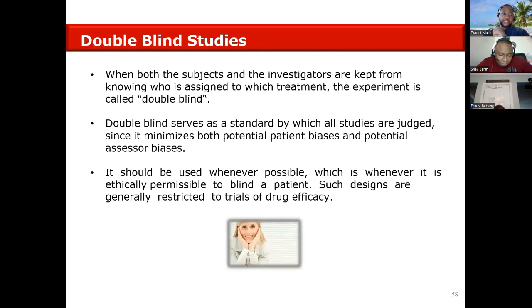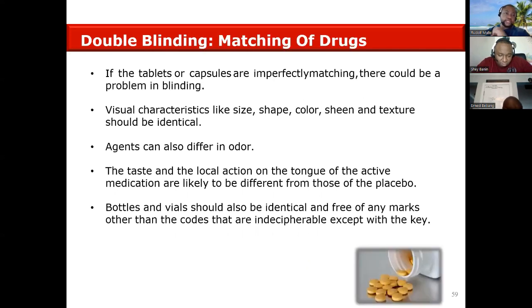For a double-blinded study, both the subject and investigators are kept from knowing who is assigned to which treatment. The investigator is not aware, the subject is not aware, so that becomes double-blinded. So, double-blind matching of drugs: if the tablets or capsules are imperfectly matching, there could be a problem in blinding.